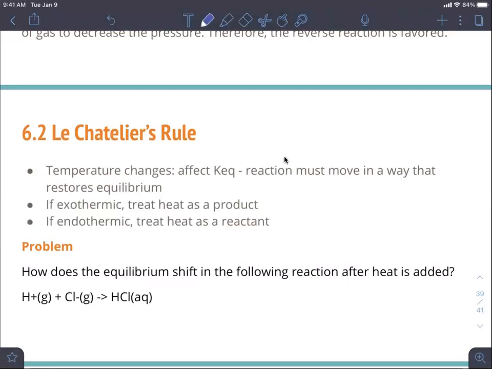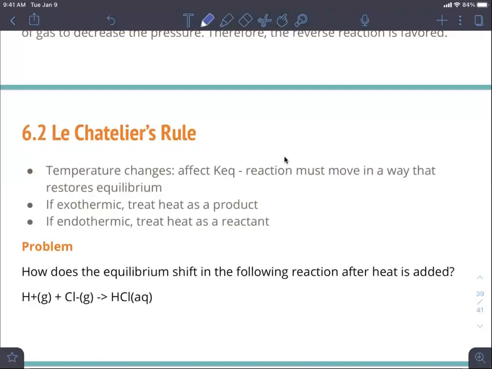So what that means is, just think of what temperature changes do. If you increase the temperature, then you're making the molecules move faster. And you're making all the molecules move faster, not just products, not just reactants. Because they're all moving faster, you have to change the equilibrium constant. And therefore, the entire reaction must change so that you can restore equilibrium at that increased equilibrium constant, for example.